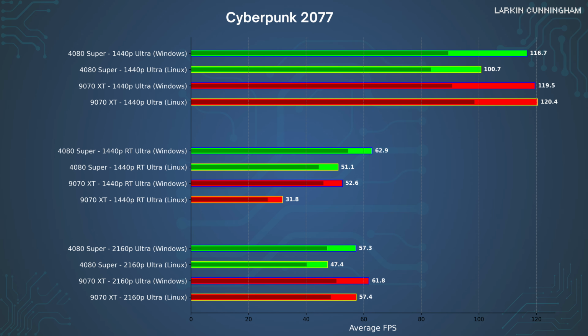And if we move on to 4K, very interesting results here. We do see the 9070 XT on Linux outperforming the 4080 Super. And again, even on Windows, we see the 9070 XT slightly outperforming the 4080 Super. So that's a very good sign for this new RDNA 4 GPU.